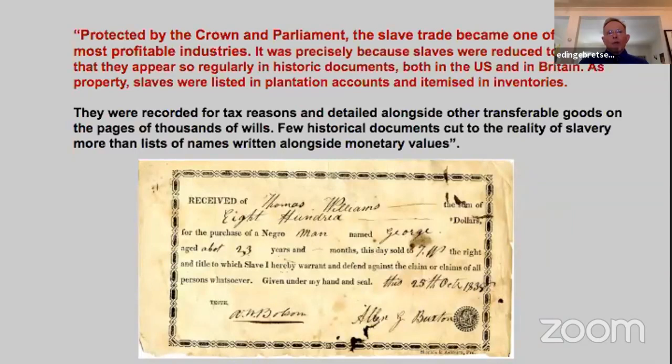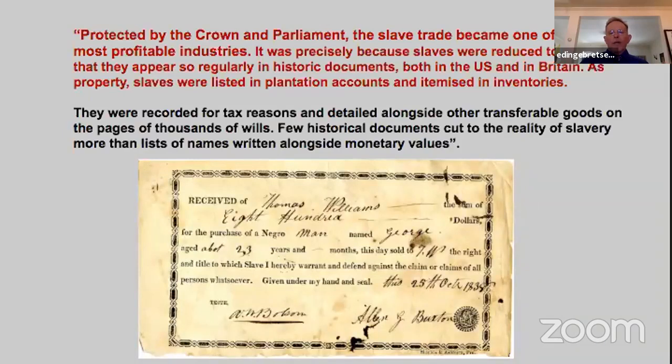And while you saw the poignant and sad and awfulness of bones and bodies dumped together, and we've seen this with Holocaust burials, we've seen it with all kinds of situations, persons who are nameless as persons have value as commodity. It was precisely because slaves were reduced to property that they appear so regularly. They don't have tombstones, they don't have people mourning for them, but what they do have are historic documents and wills and ledger books, as we'll see, both in the US and Britain. Property as property, slaves were listed in plantation accounts and itemized in inventories.